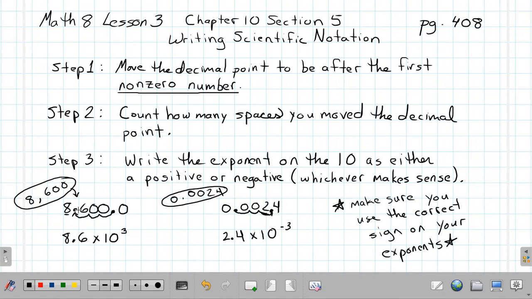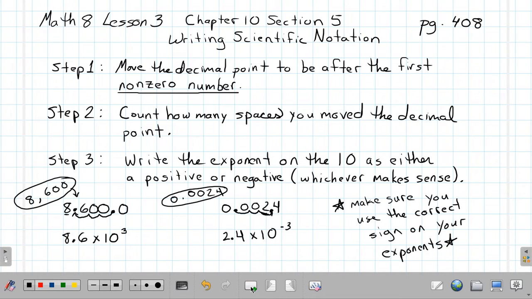In this case, we started with 8,600 and ended up with 8.6. So we would need to make this 8.6 bigger to make it the 8,600, so we need a positive exponent. Same difference over here. We started with 0.0024, but we ended up with 2.4. So in this case, we would want to make this 2.4 smaller, so we would need a negative exponent. You have to think backwards with these when you're working them out.